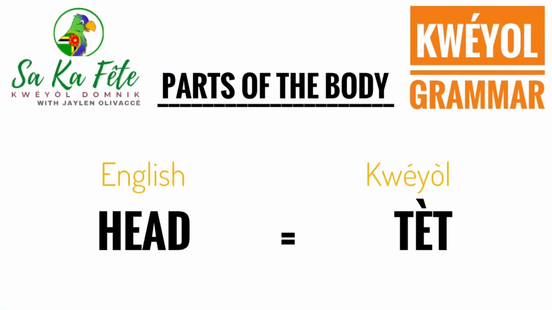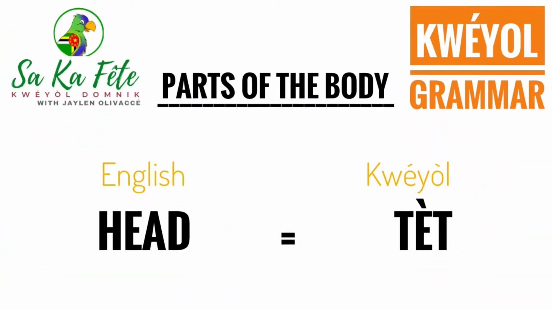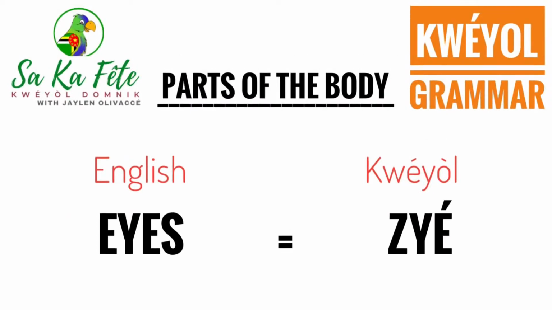Now, let's start with head. How do we say the word head in Creole? Head in Creole is pronounced tête. So if you're referring to your head, you would say tête. Can you guys say that with me? Tête. So your head would be tête. Now let's move down. We're going to our eyes. Now in Creole, the word eyes would be yeux. Can you say that with me? Yeux. So if you're referring to your eyes in Creole, you would say yeux.